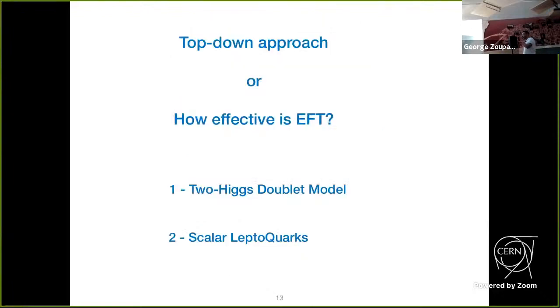Now one can look at the other side and see how well my SMEFT, my EFT, can reproduce full theory results, or how effective this effective theory is, and how long do I have?